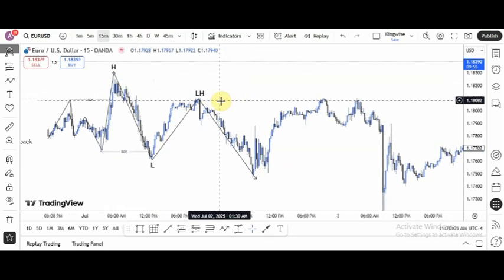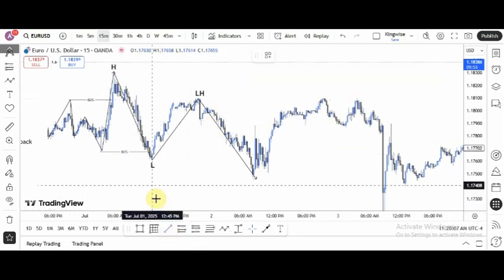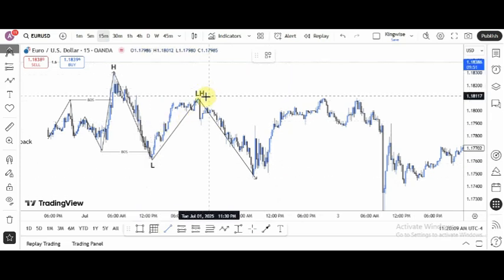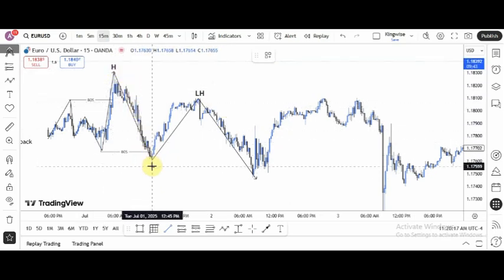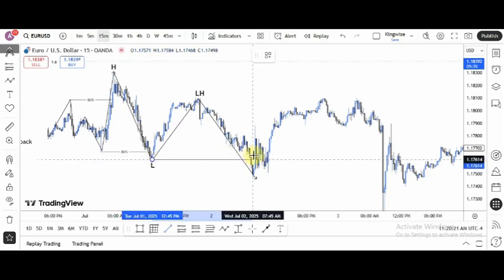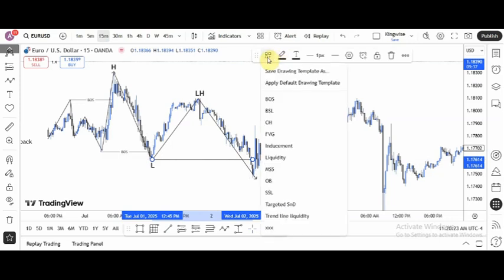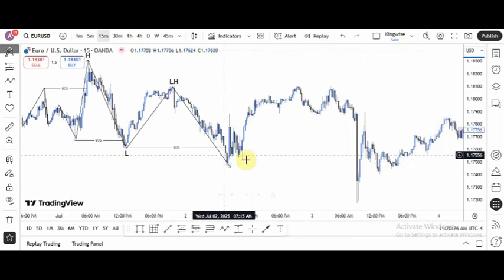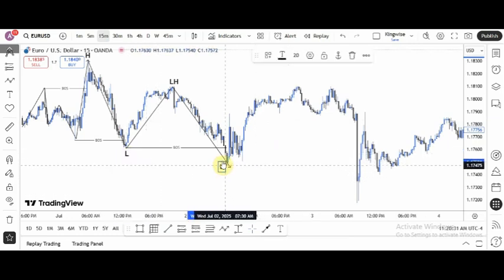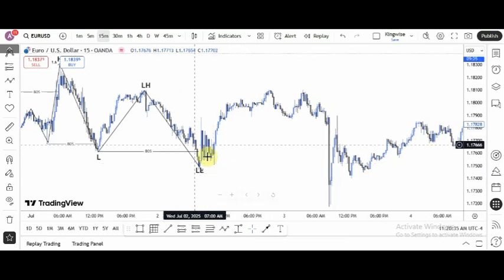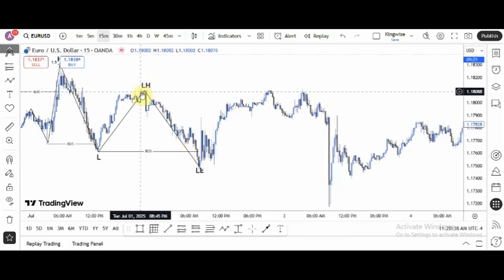So you have a lower low because it's a lower high because it's lower than this previous high. Now what happened? Price broke this structure to the downside. The moment price broke this structure to the downside, what do we see? It formed a new low. This new low becomes our what? Our lower low.